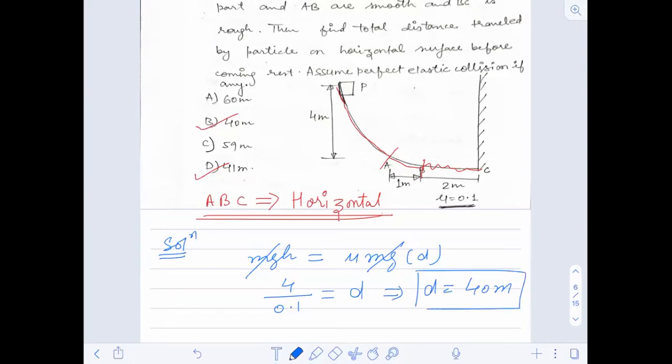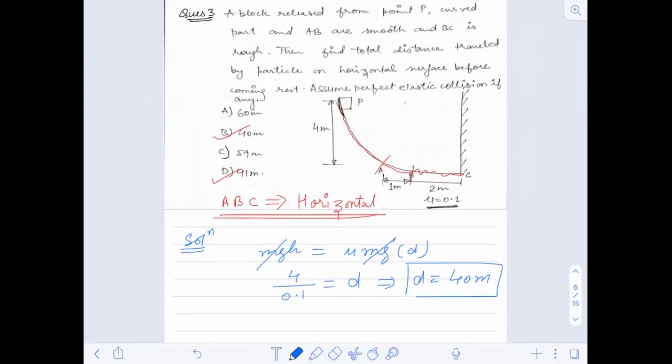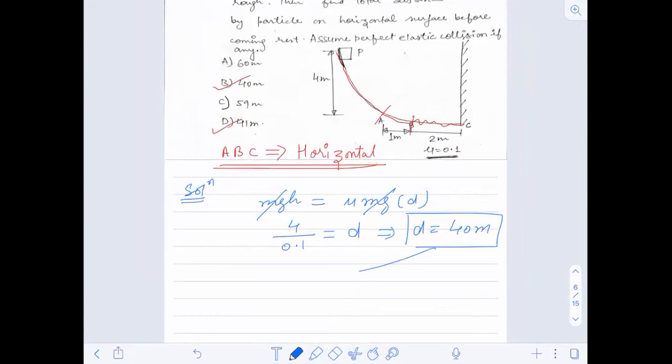So I can say that d is 40 meter. All those who have got d as 40, now you tell me, this 40 meter, does it have to travel on the horizontal surface or only on the rough surface? My question is, this d has to be on AB plus BC, or have you calculated only for BC? Which one you have done? First one or second one? All those who have given me the answer B.